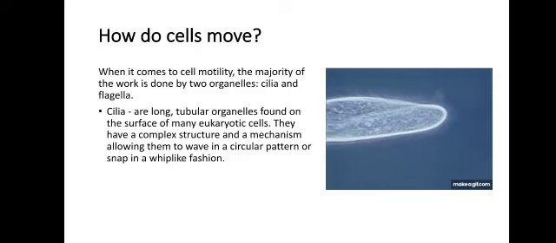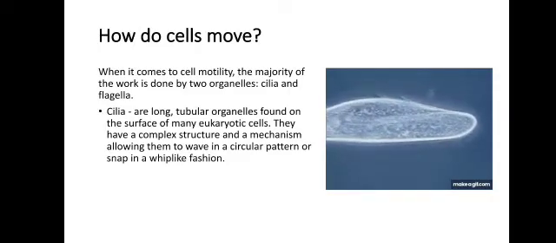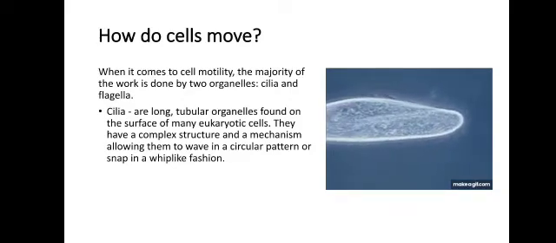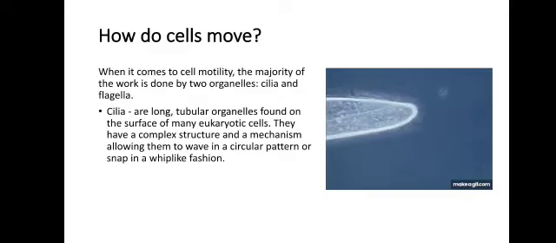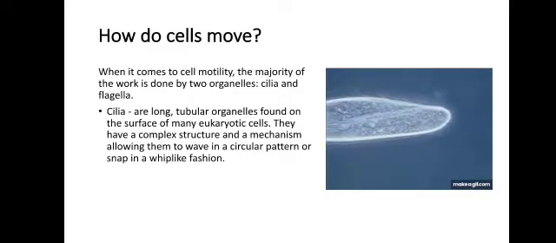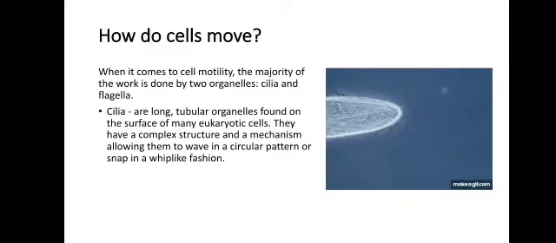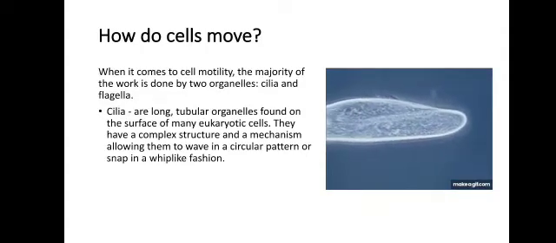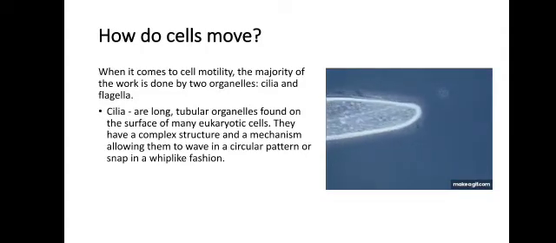They are driven by motor proteins and they are able to move back and forth in a rowing-like motion, helping to propel the cell forward. Cilia can also move the environment around the cell. For example, the cilia on the cells that line your airways continually row unwanted particles up and out of your lungs.